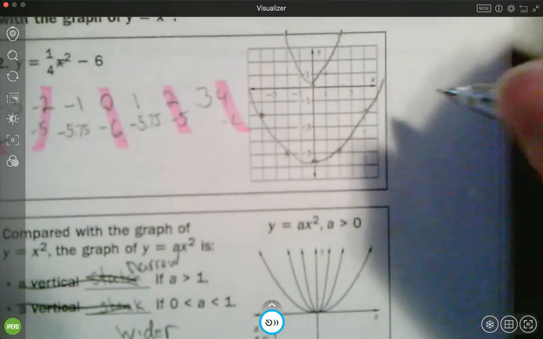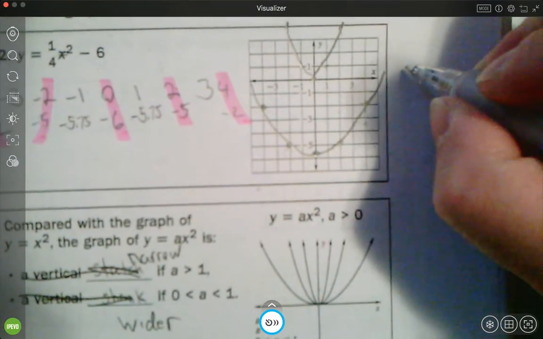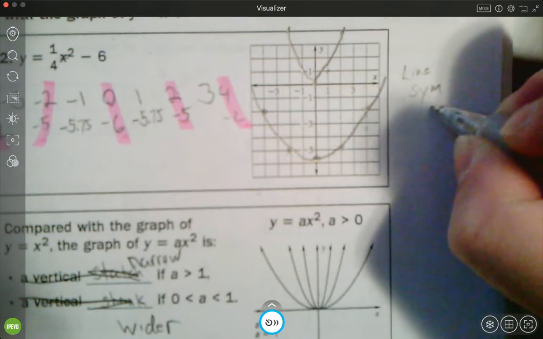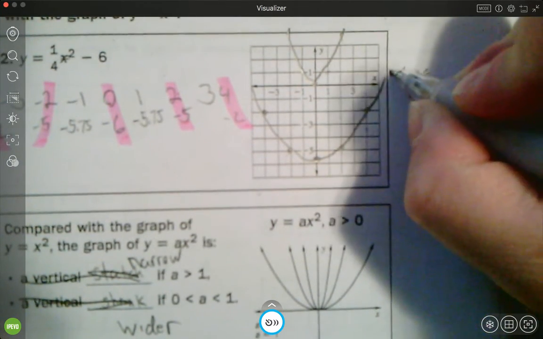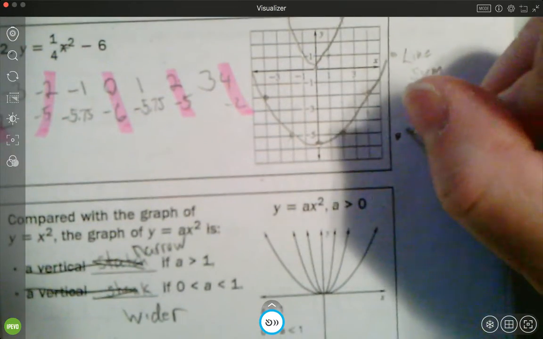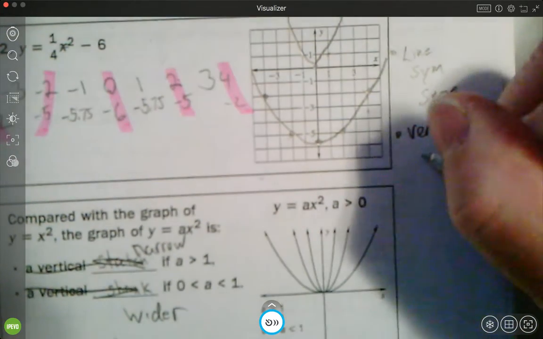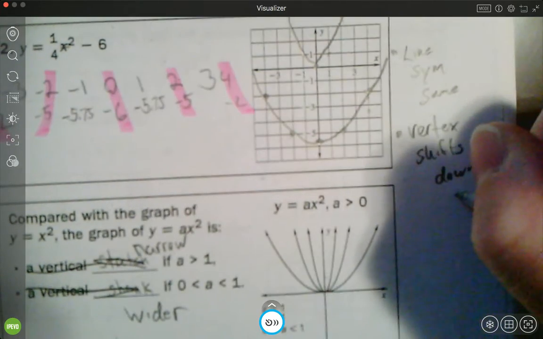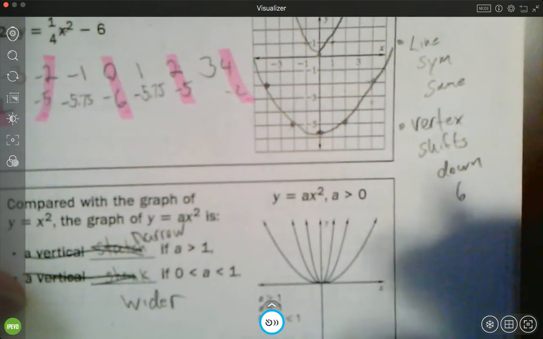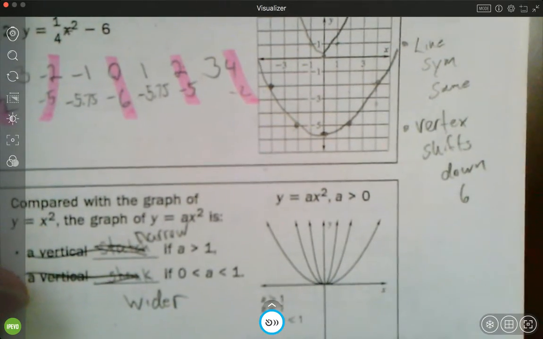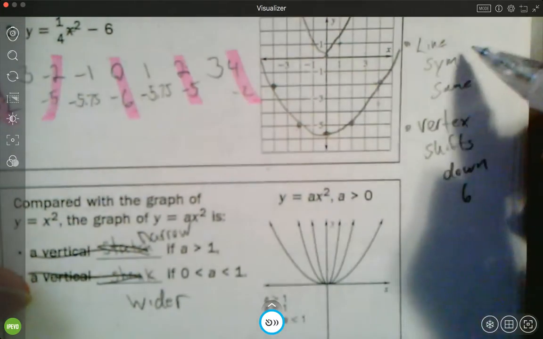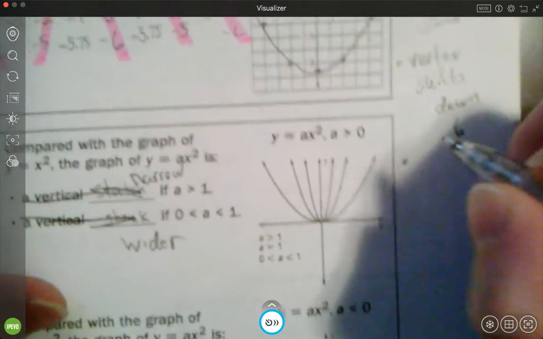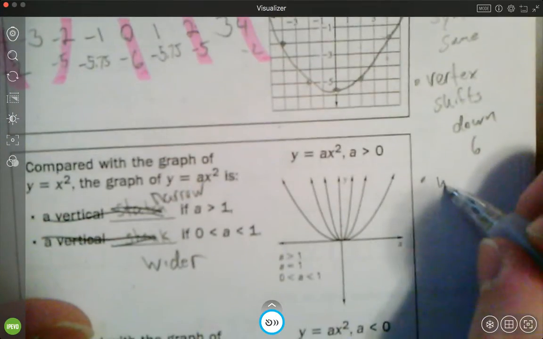Comparisons, I would say, let's look at the basics. Line of symmetry. Symmetry is the same. I would also say the vertex shifts down 6, right? What else would I say here? It shifts down 6, and then we look at the symmetry, and it's not skinnier, but because it's a fraction, it became wider.